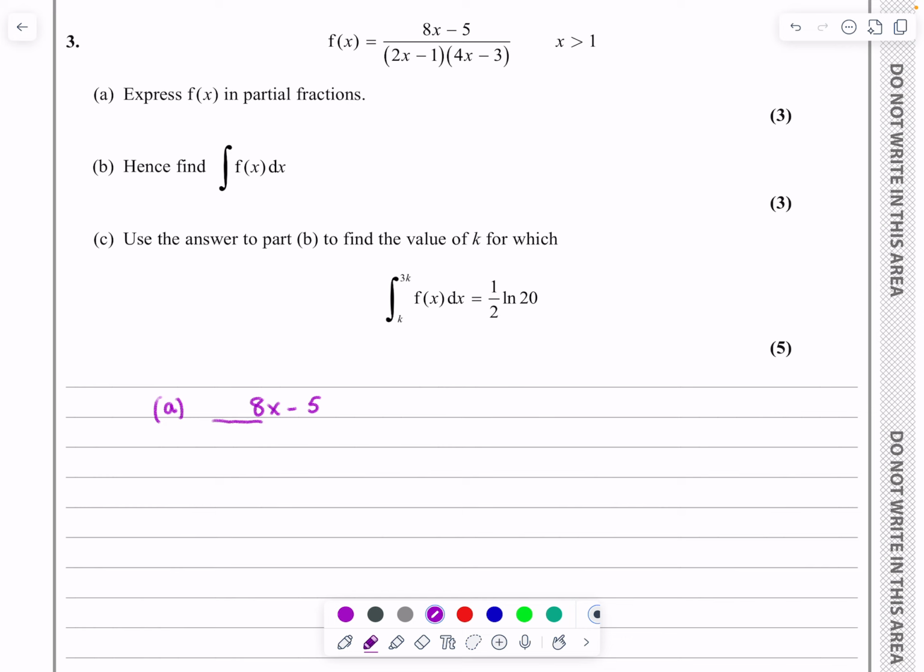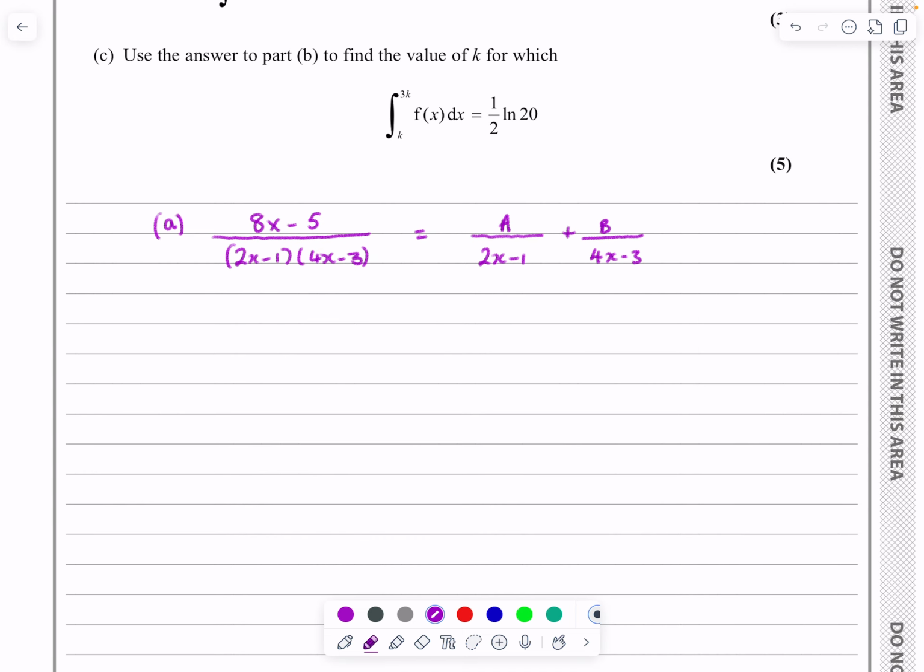let's copy it out while I'm talking, 8x minus 5 over 2x minus 1, 4x minus 3, and can I turn that into a partial fraction? Absolutely we can. A over 2x minus 1 plus b over 4x minus 3. You guys should be as hot as you can on these questions. Just make sure you show all your working out nice and clearly. Don't want to make any mistakes here.